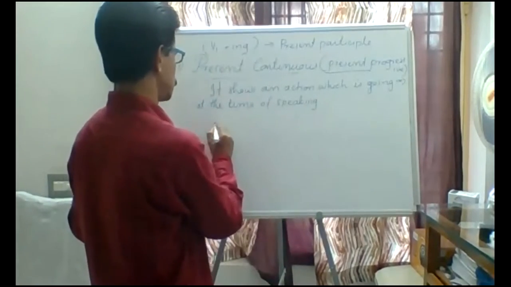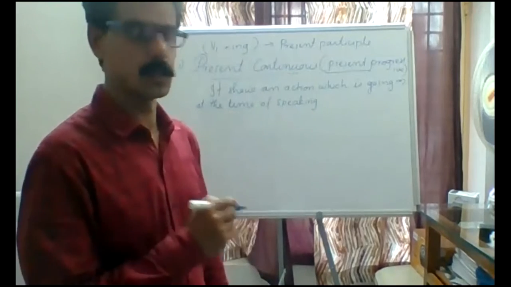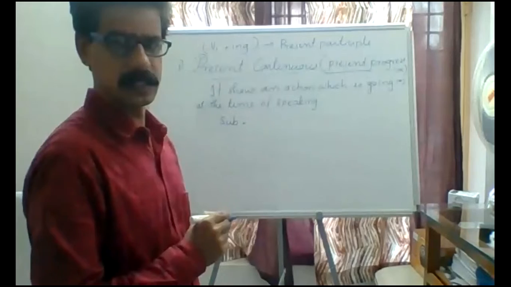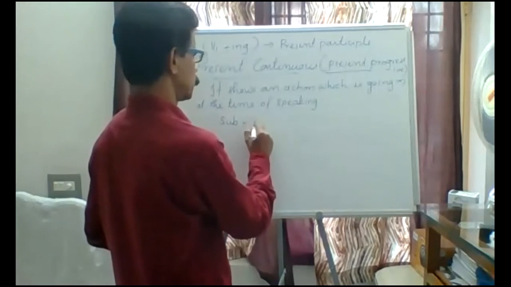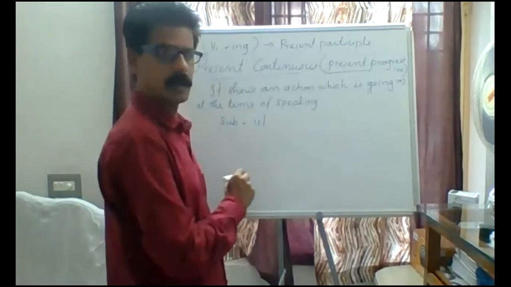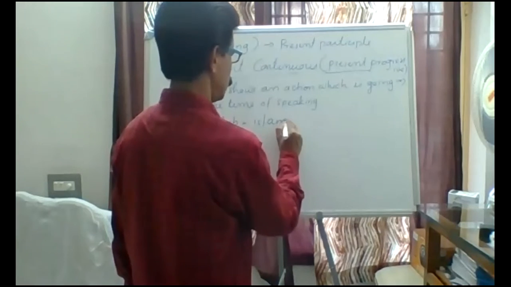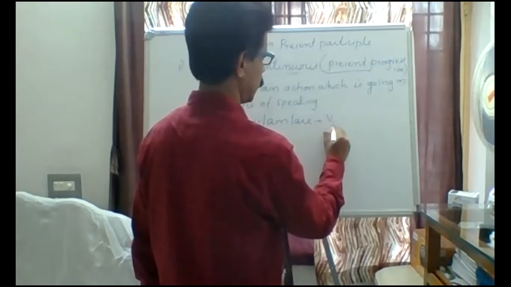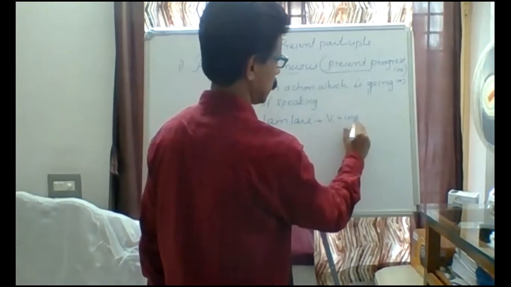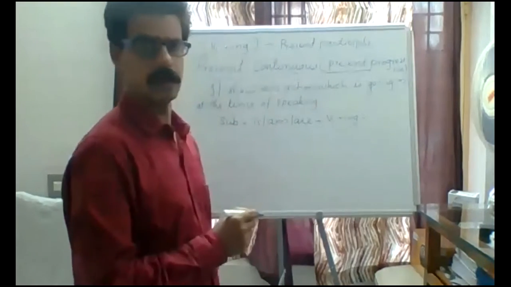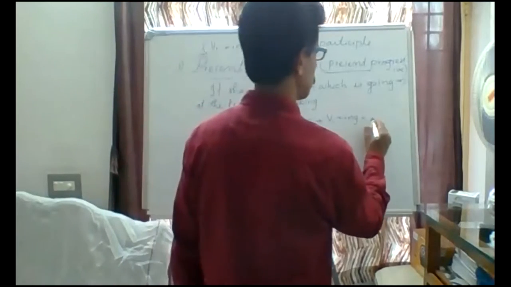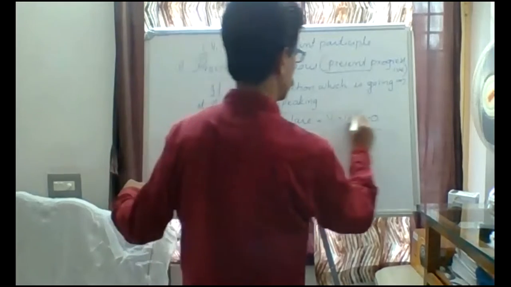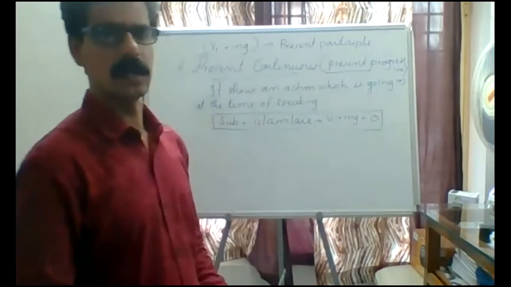And also, it has a structure. What is the structure of present continuous? Do you know? First, there will be a subject. After the subject, we must use three helping verbs that we studied in the primary auxiliaries: is, am, or are, plus V1 plus ing. V1 plus ing is the present participle, and at the last there should be an object. This is the structure of present continuous.